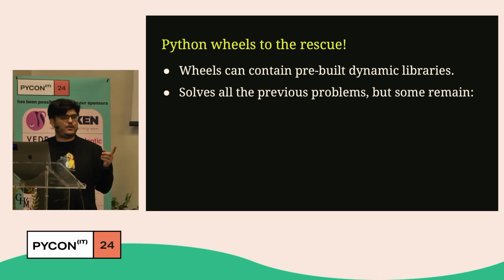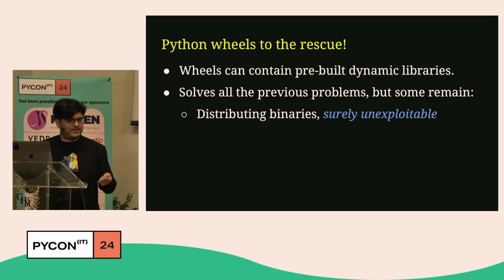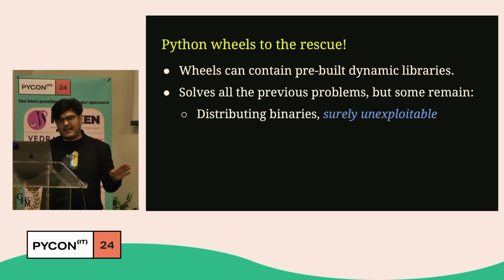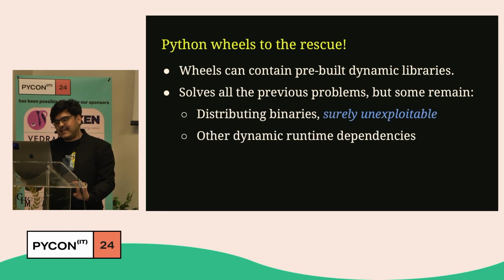But wheels don't solve all problems because now you're distributing binaries, which thankfully is totally unexploitable. Can you imagine somebody exploiting a binary committed to a repo or something, like to add a backdoor to all SSH servers? Oh my God, that would be hilarious. Thankfully, it has never happened. But one day, who knows, it might happen. Then there's also other runtime dependencies.